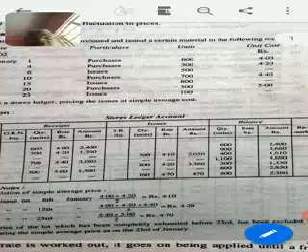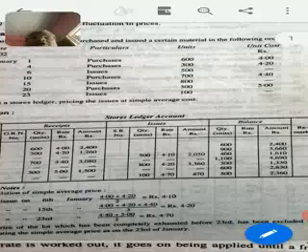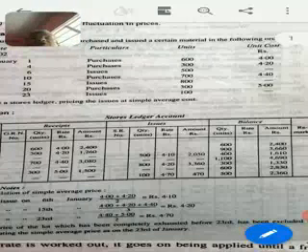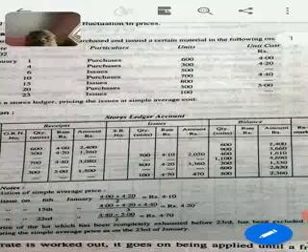Now here there is a catch, and it's a very tricky point, because when we are issuing 800, what type of stock do we have right now?